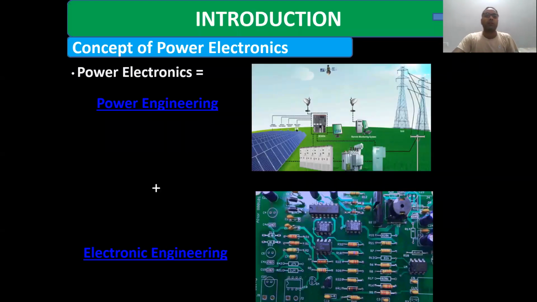So what do you mean by power electronics? There are two words used here, power and electronics. Power electronics means it's a combination of power and electronics engineering. So power means it is related to the power system, having the substation, transmission tower, then the generating unit and the converters and the different electrical parts.